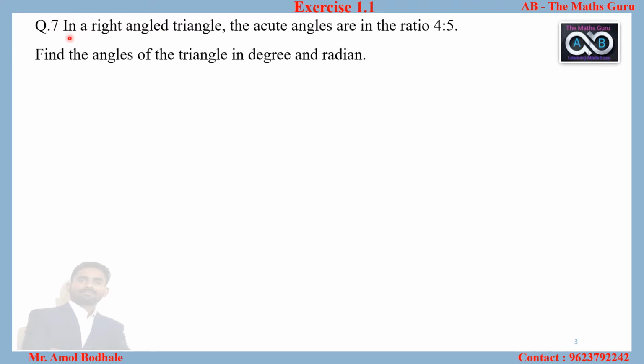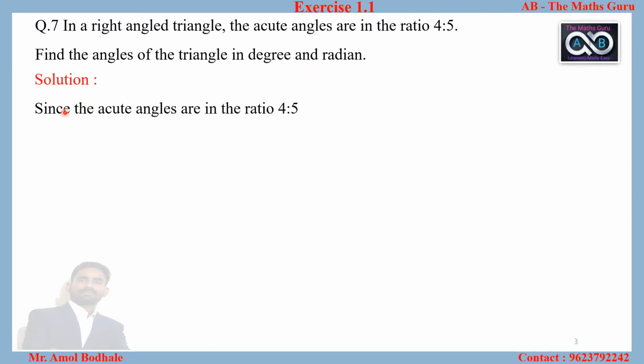See the example. In a right angle triangle, the acute angles are in the ratio 4:5. Find the angles of the triangle in degree and radian. So here the given triangle is a right angle triangle. So one angle of the triangle is 90 degree and the ratio of the remaining two angles is given here, and we have to find out all three angles in degree and radian.